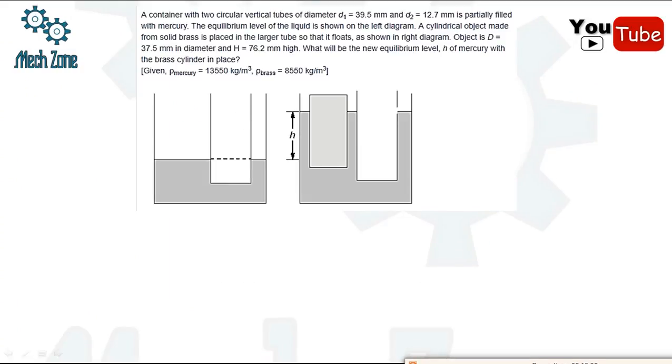So here one thing we have to note: this additional depth that we see here, let that depth be x. Let us assume that depth is x. Since we have already seen that the weight of the cylinder would be equal to the weight of the mercury displaced, we will write pi by 4 d square, which is 0.0375 d square, multiplied by 0.0762. pi by 4 d square into h.